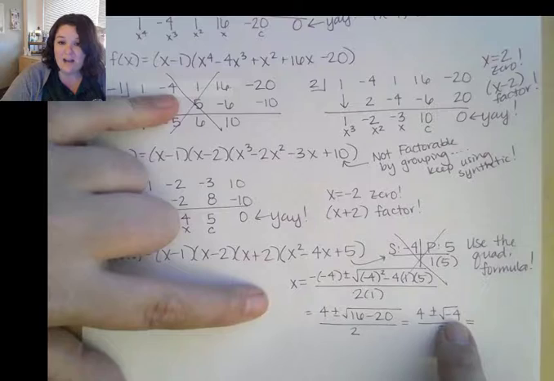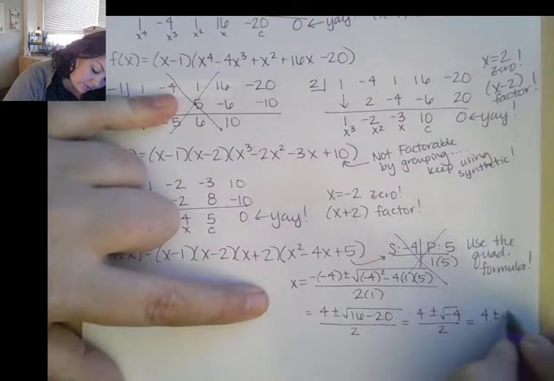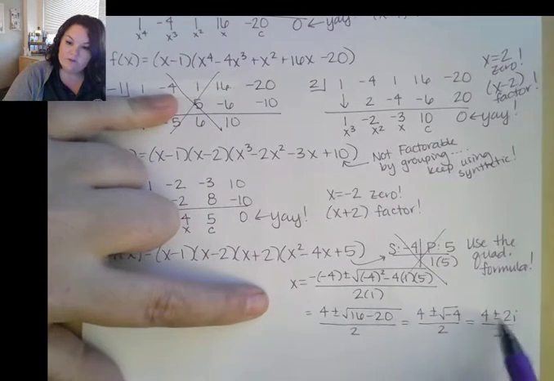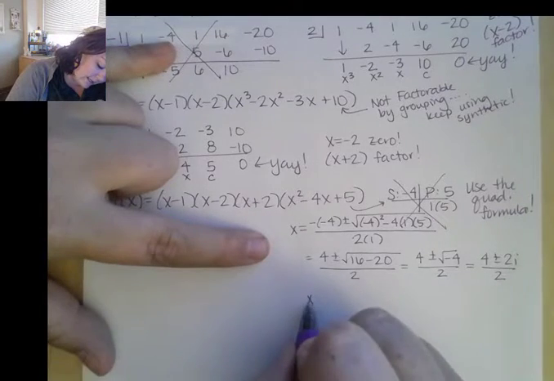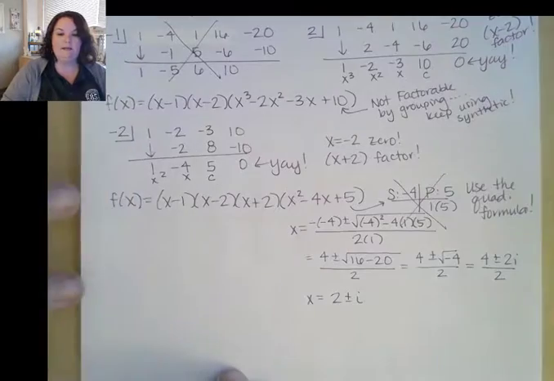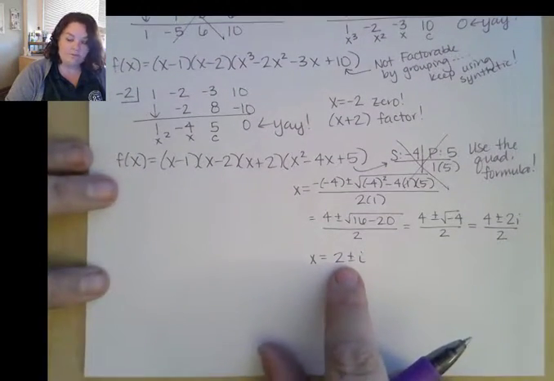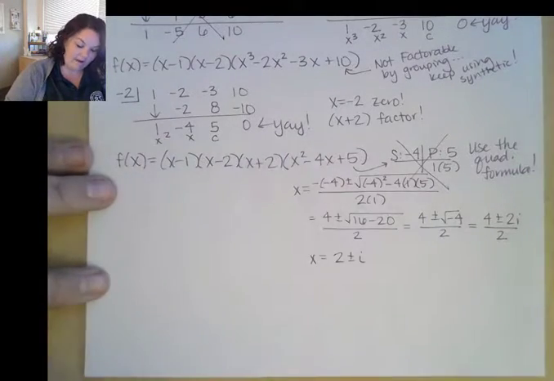For -4, I can take out an i and simplify this to a 2. So I have 4 plus or minus 2i over 2. And notice all three terms are reducible by 2. So I end up with x is equal to 2 plus or minus i. Okay, so those are my two remaining zeros. Those should also be able to give me two factors so I can get this whole thing factored.